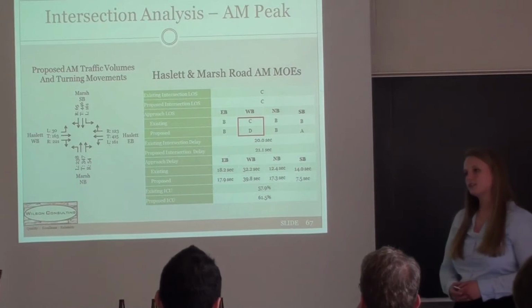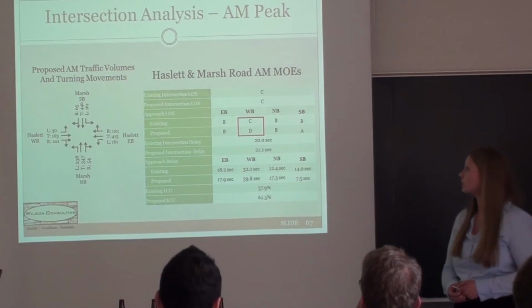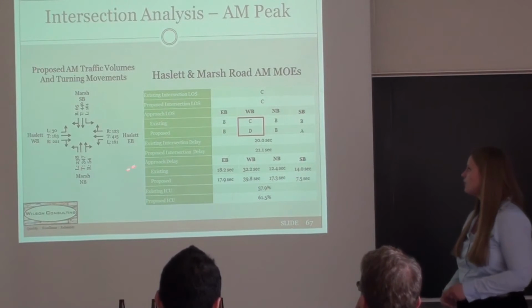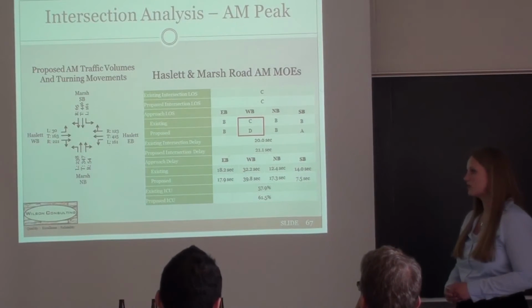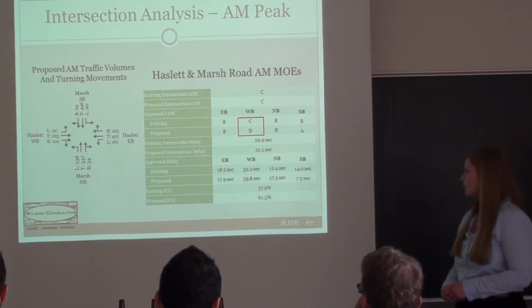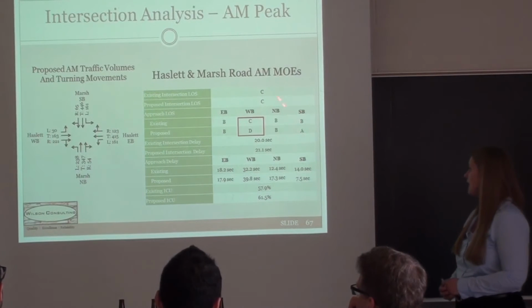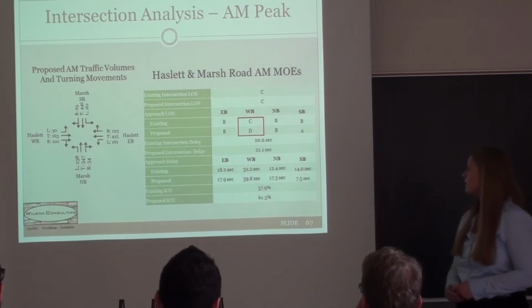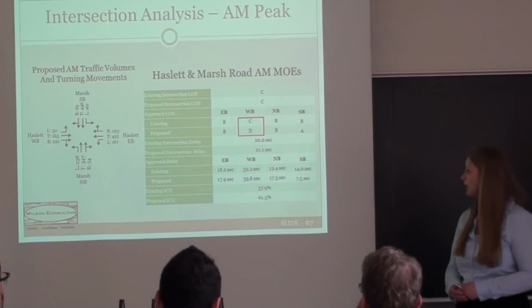An intersection analysis was done on the Marsh and Hazlitt intersection that is currently there for both the AM and the PM. As you can see on the left side of the screen, we have traffic volumes and proposed turning movements for that intersection, and we have left, through, and right movements for all the different approaches. And then on the right side, we have a chart that describes the different measures of effectiveness that are proposed for this site.